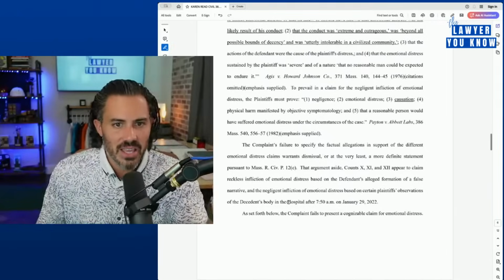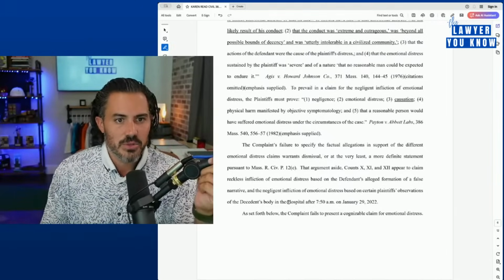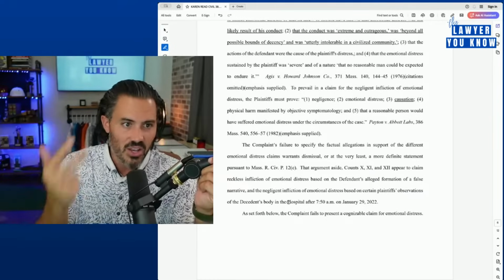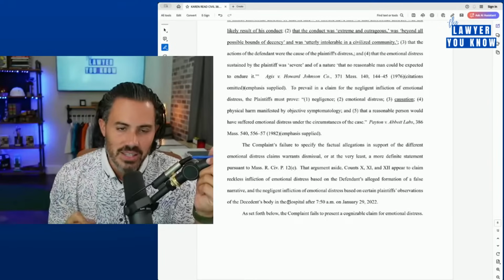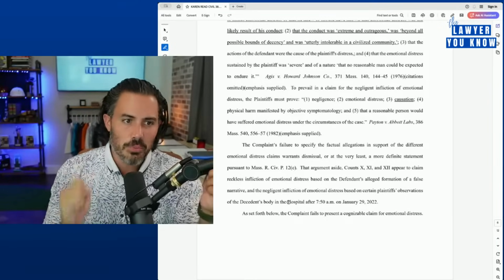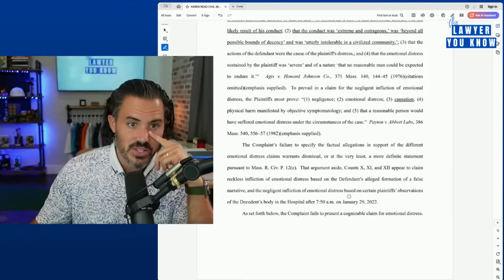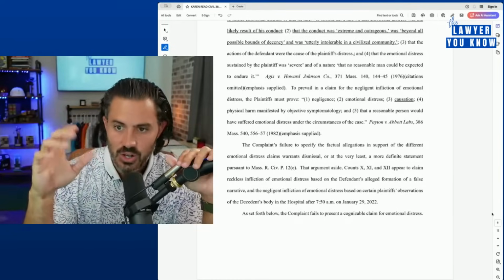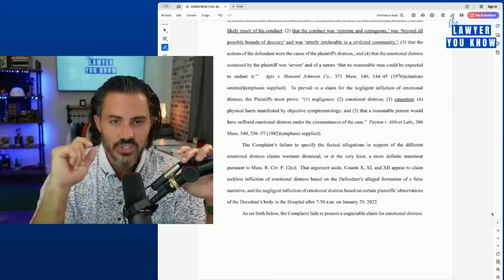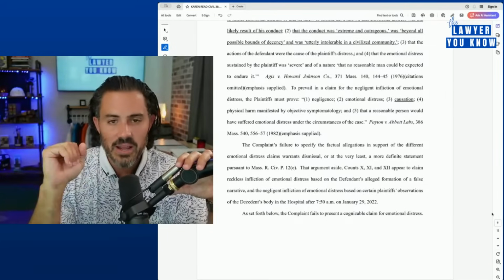To prevail in a claim for negligent infliction of emotional distress, the plaintiffs must prove negligence, emotional distress, causation, and physical harm manifested by objective symptomatology, and that a reasonable person would have suffered emotional distress under the circumstances of the case. So that's another element that I haven't really touched on yet that I want to take a second and touch on. Sleuthy, it goes to your question earlier and many other questions in the chat.